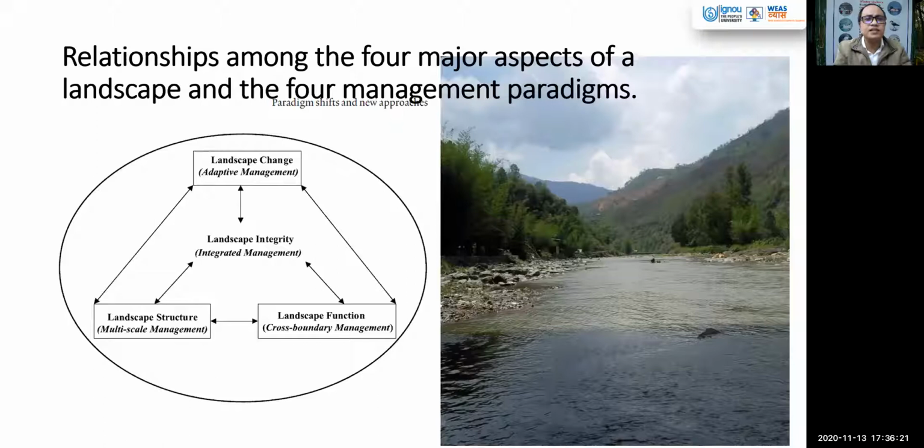You will be able to understand this precisely from this diagram. In landscape, we have landscape integrity. What is landscape integrity? It is landscape structure, landscape function, and landscape change. If you want to maintain the landscape structure, we need multi-scale management. If you want to maintain the landscape function, we know the meaning of landscape function, we have to follow cross boundary management. To bring the integrity of the landscape, we need integrated management. And when landscape is changing, we have to follow adaptive management. This is how these four aspects of landscape and the four management paradigms are interrelated to each other.